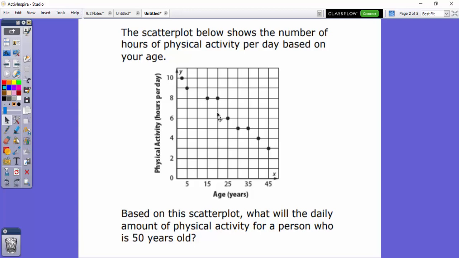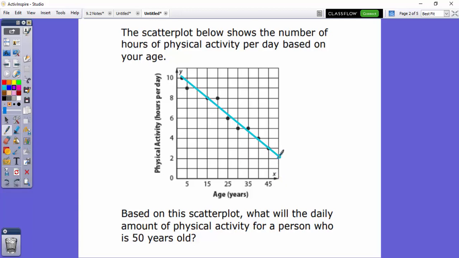So I'm going to go ahead and put a line of best fit on here. This line of fit really helps us make predictions because it follows this trend of data. So I'll draw in my line of fit. And now when I go to answer this question, it says, based on this scatter plot, what will the daily amount of physical activity be for a person who is 50 years old? So we have to go look at 50 years old, which is right here.